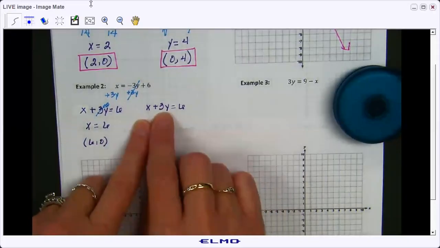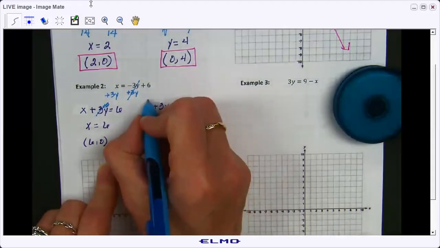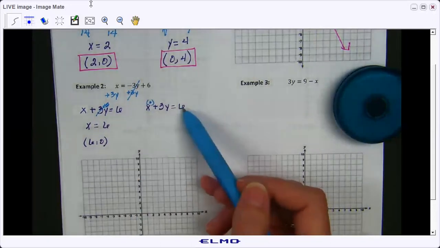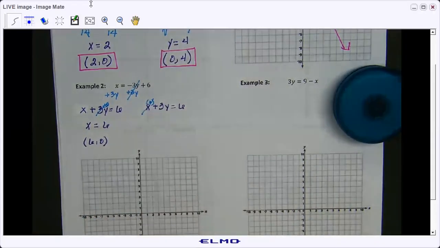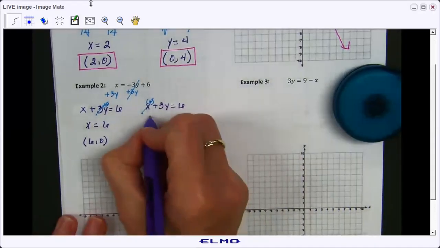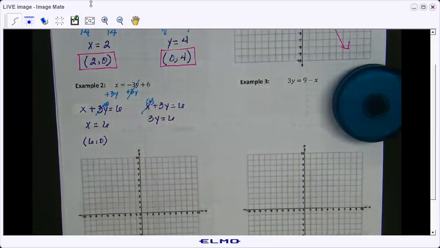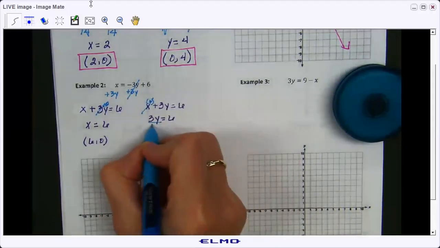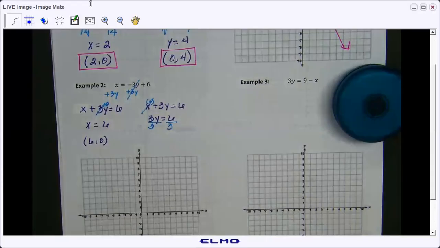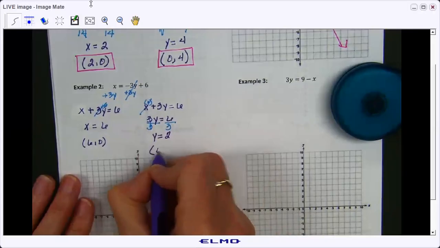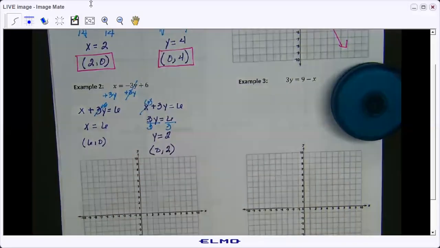So now I want to find my y-intercept. So I have to plug 0 in where the x is here. Well, if x is 0, and I subtract it from both sides, I'm still going to get 3y equals 6. So I could just cancel that out and that could be my first step. So then I just set this up as 3y equals 6. But then I do need to divide by 3 on both sides. And here y equals 2. And I write my ordered pair as 0, 2.